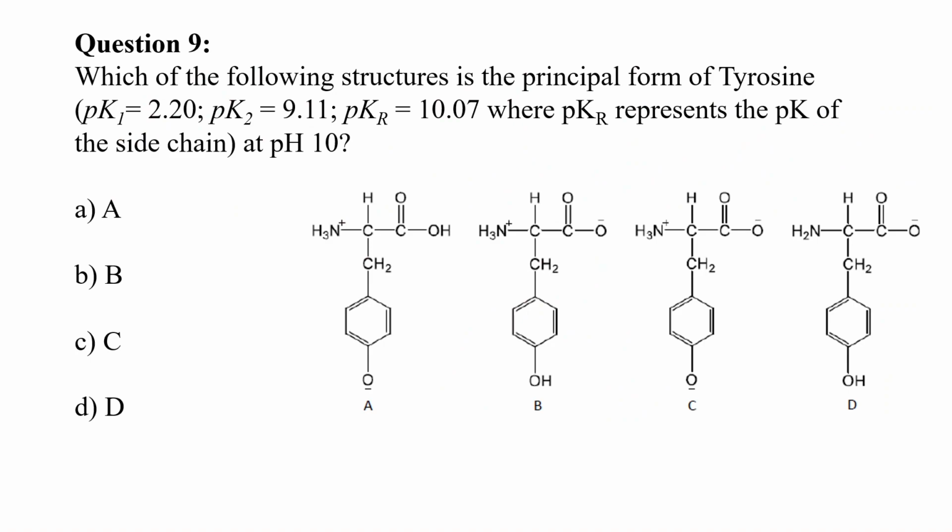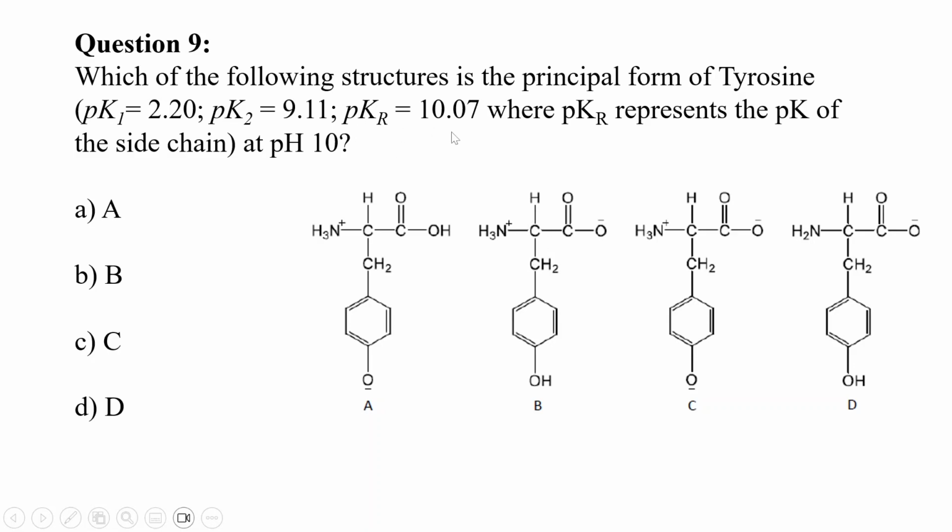So question number 9. Which of the following structures is the principal form of tyrosine? The pK values of tyrosine are given: pK1, pK2 and pKr. R basically represents the side chain. So what is the side chain of tyrosine? CH2, then a benzene ring with an OH at the para position. So basically a phenol attached to a CH2 group, and then it is attached to the C alpha.